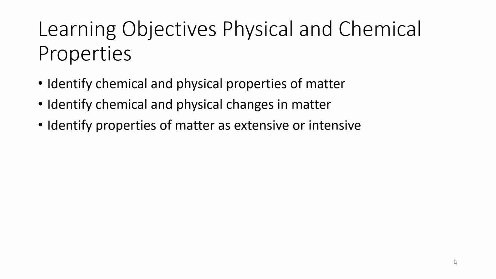The learning outcomes for this topic on physical and chemical properties and physical and chemical changes include the ability to identify and distinguish between chemical and physical properties of matter. At the end of this video, you should be able to identify and distinguish between chemical and physical changes in matter. And you should also be able to determine if a property of matter is intensive or extensive.